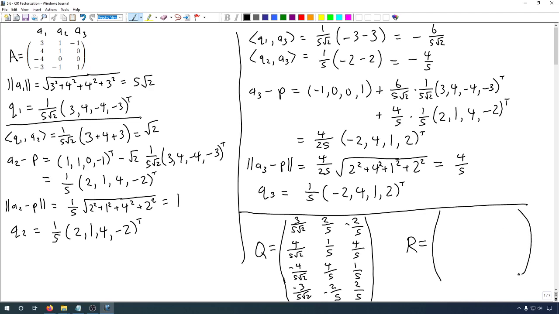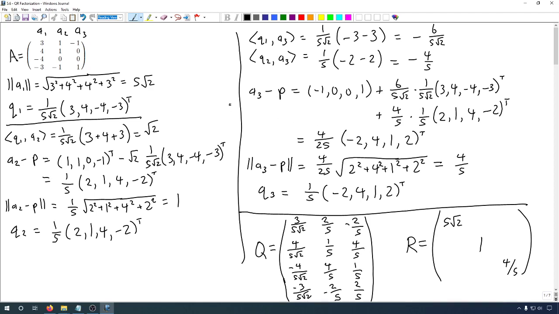First of all, we're going to take all the norms that we calculated as our diagonal elements. So the norm of A1 is 5 square root 2. That's going to be the number we put here. The norm of A2 minus P, which was 1, we're going to put here. And then the norm of A3 minus P, this 4/5, we're going to put here.